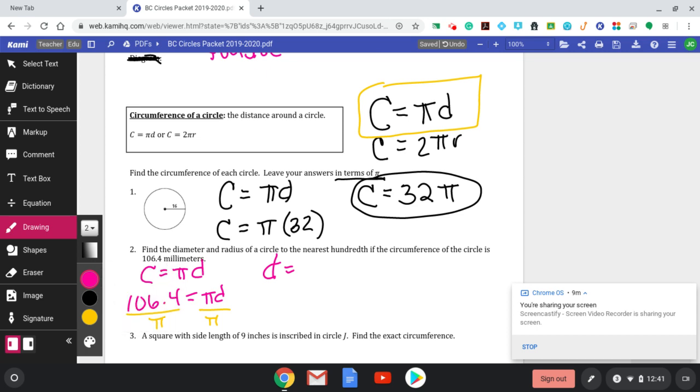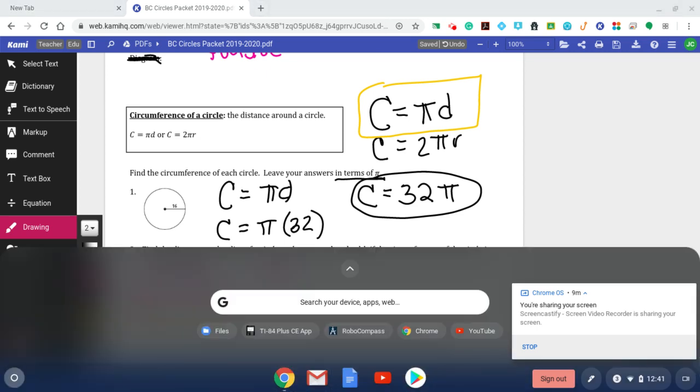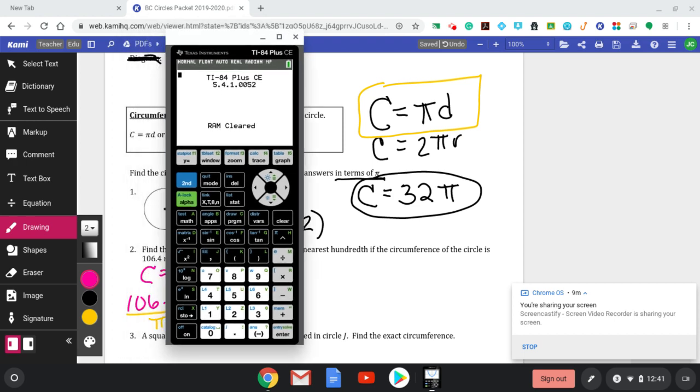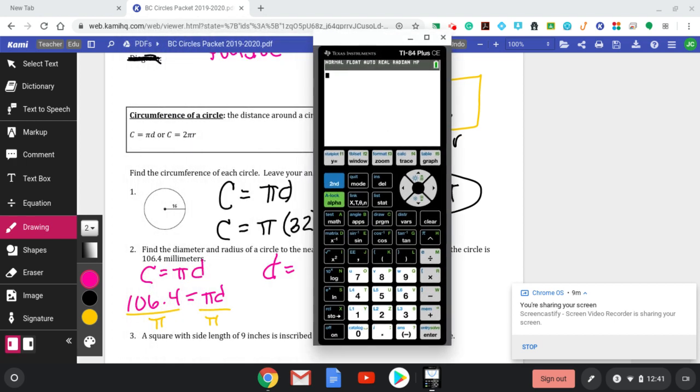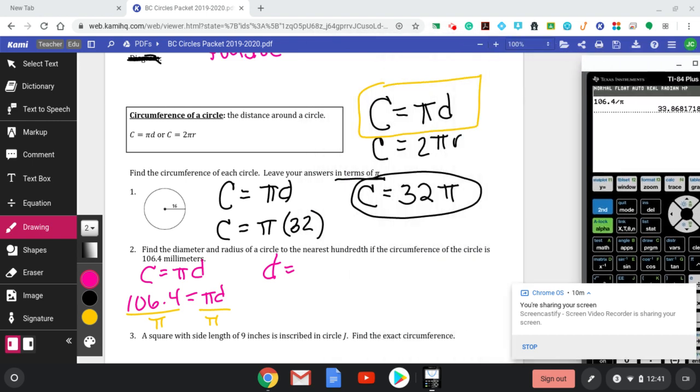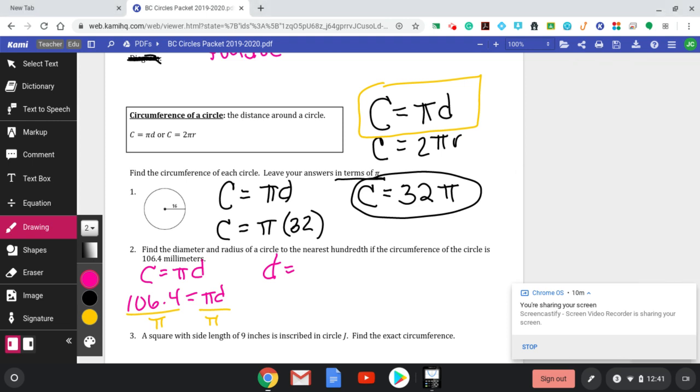If you go to your calculator right now, I'll get mine out. I end up with 106.4 divided by pi. The pi button, everybody, is second, and then the caret button, the button right above division there. Divided by pi, and then round that to the nearest hundredth. We should end up with 33.87 millimeters.